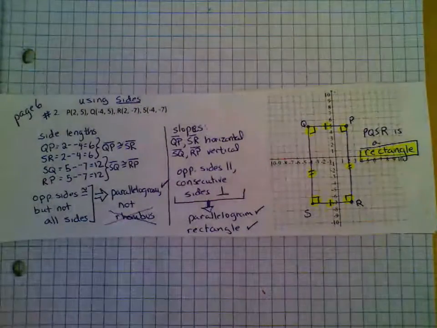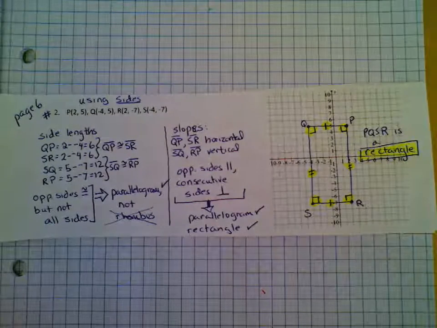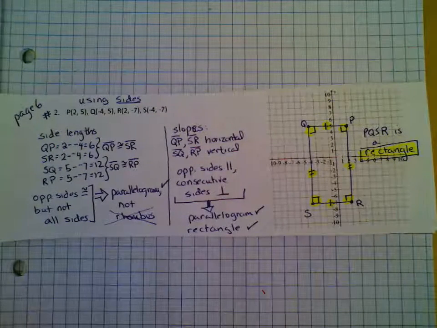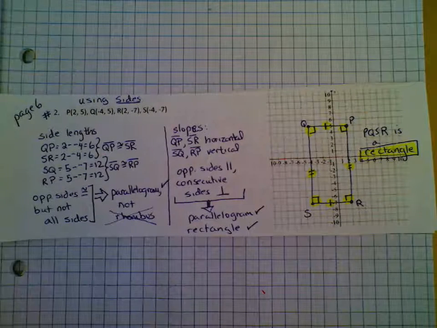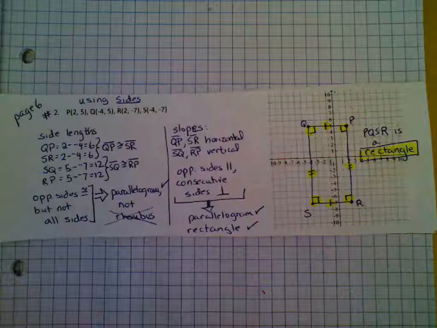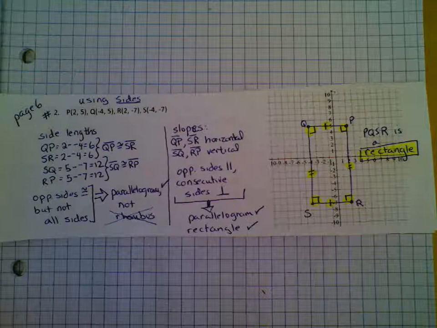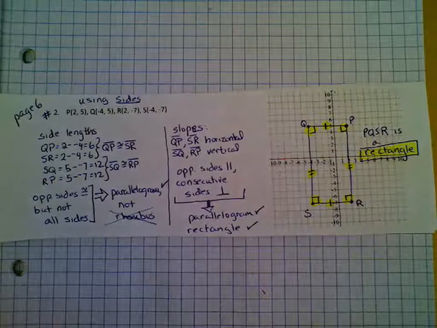All right, for our next example, we're going to use page 6 from the notes, number 2. And again, first I'm going to use the sides, and then I'm going to look at the diagonals. This is an either or kind of thing. You can use the properties of the sides or the properties of the diagonals to prove whether your shape is a parallelogram, a rhombus, a rectangle, or a square.